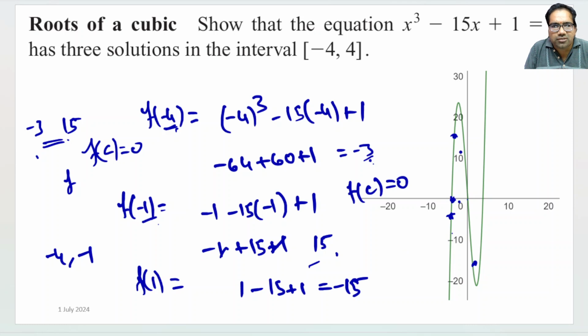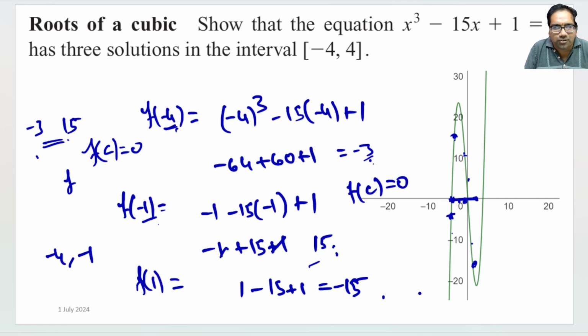What does that mean? There should be some value between minus 1 and plus 1, at this point, where f of x should be 0, because the function is positive at minus 1 and it is negative at plus 1. So obviously there should be some value between minus 1 and 1 where the function is actually equal to 0, or the function is actually equal to any value between plus 15 and minus 15, right? Even if you want 14, there would be some x. You want 12, there would be some x. You want minus 10, there would be some x, right?